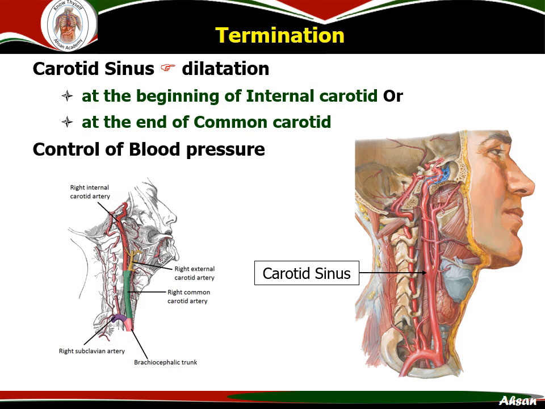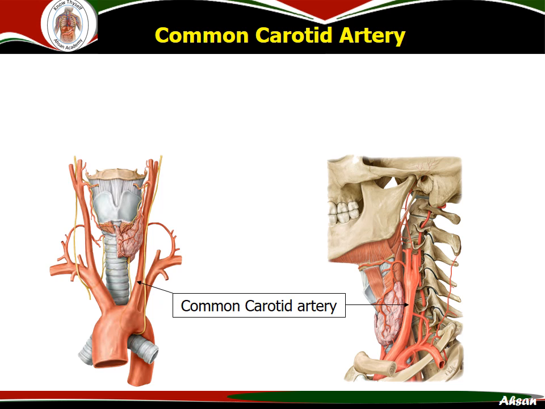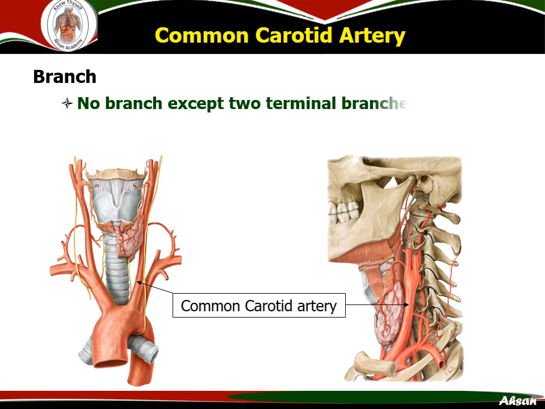This is related to the blood pressure control. Common carotid artery, I must give any branch. We usually used to say this one, but it is giving branch at the terminal part. So except two terminal branches, if we want to say no branch, that may mislead.